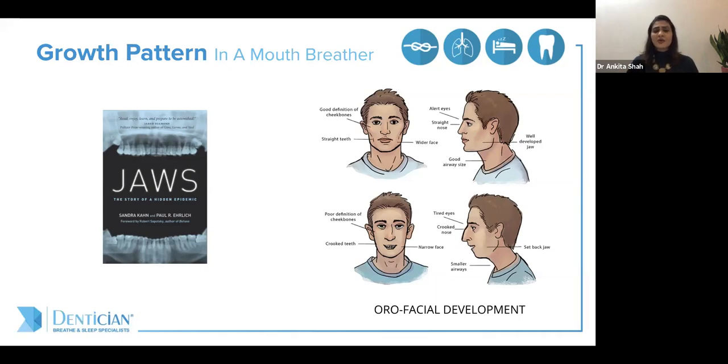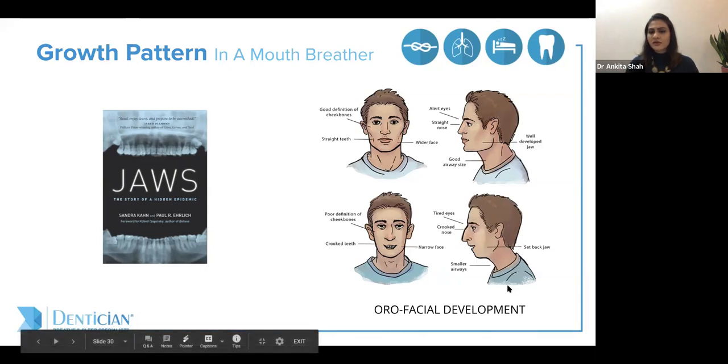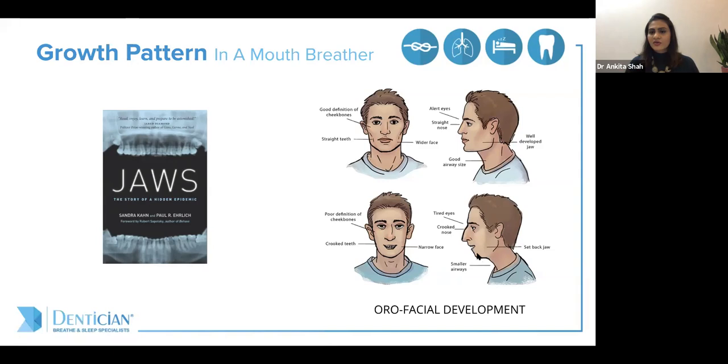Now, when we look at this picture adapted from this book, we see a long face with a mouth breather. We have a forward neck, forward shoulders, a crooked nose, an open mouth, downward and backward growth, venous pooling, and a recessed maxilla. So these are all signs of a mouth breather.